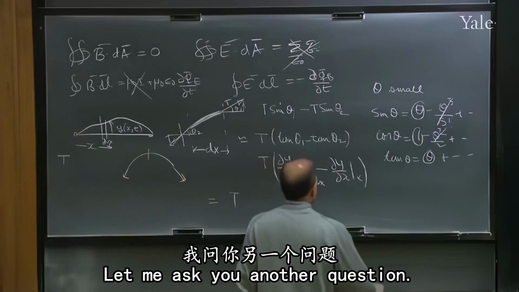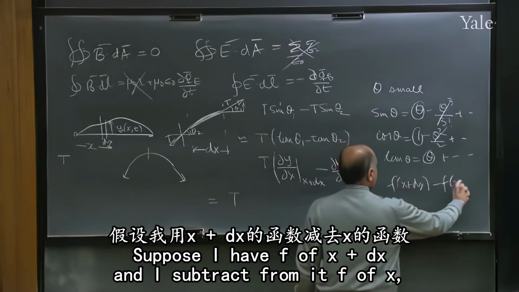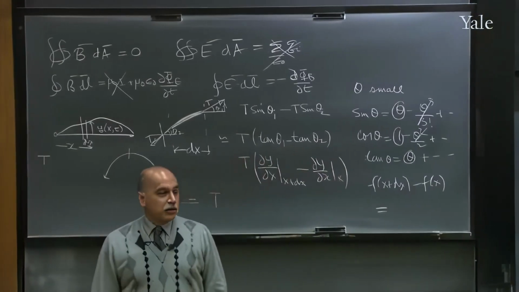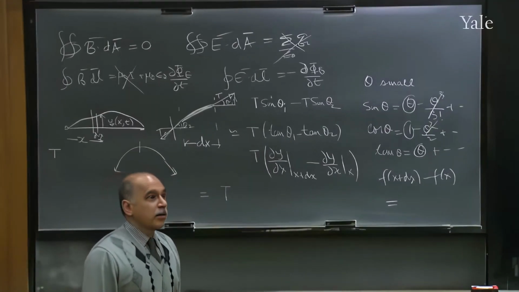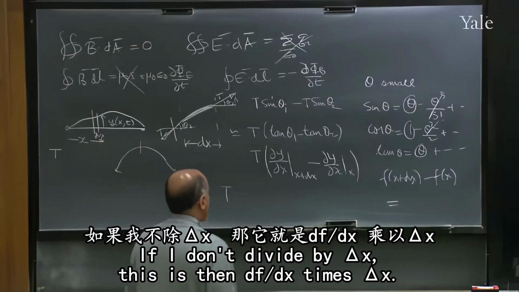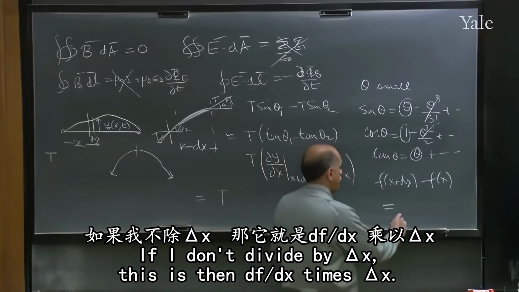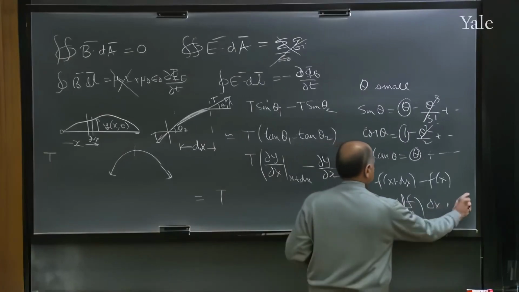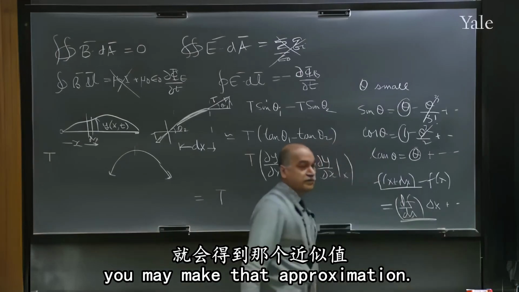Okay, let me ask you another question. Suppose I have f of x plus dx, and I subtract from it f of x. What is it equal to? Pardon me? If I divide by delta x and take the limit, it becomes a derivative. If I don't divide by delta x, this is then df/dx times delta x. There may be other corrections, but when delta x goes to 0, you may make that approximation.